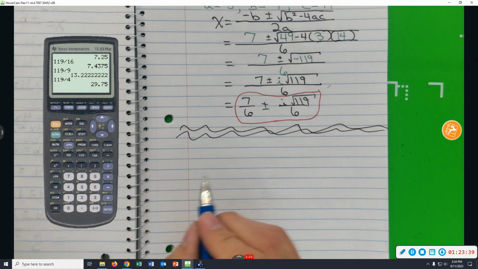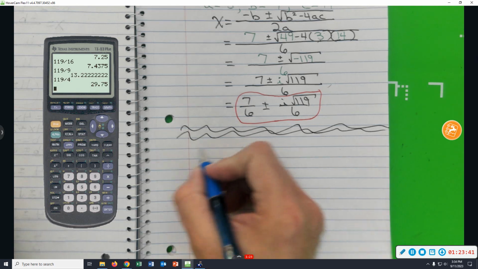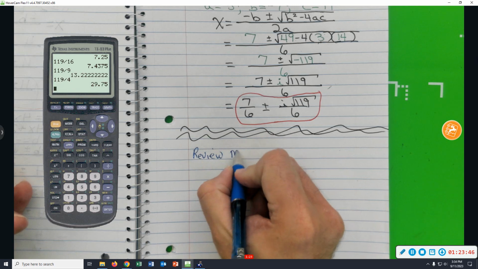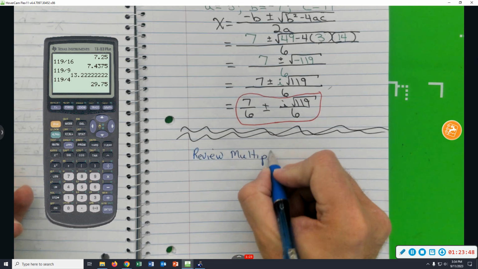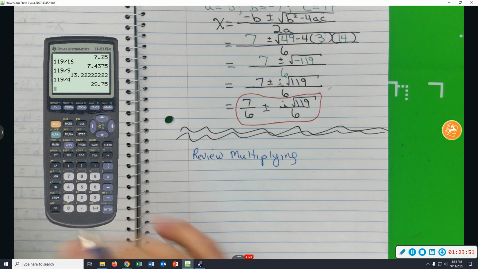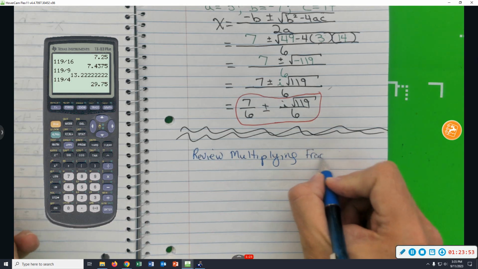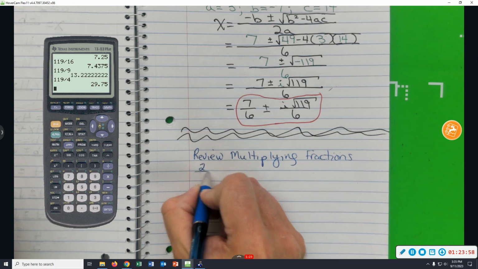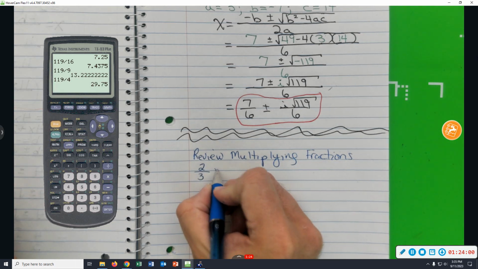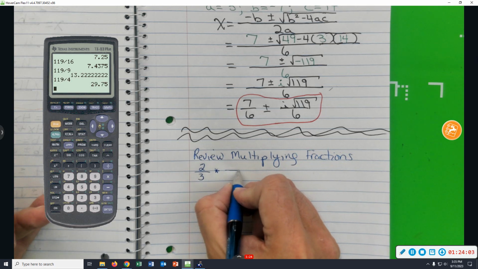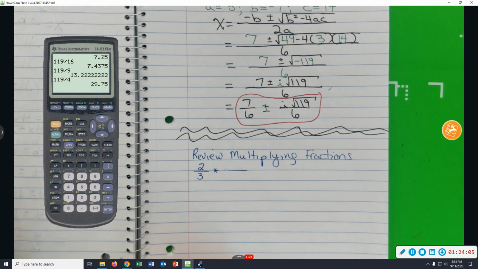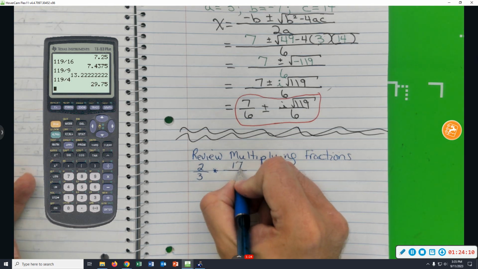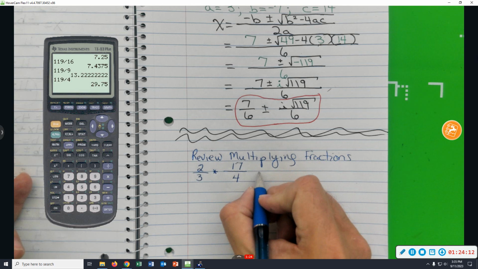When you're multiplying fractions, I want to review multiplying fractions before we do number 14. Suppose we had something like this: 2/3 times, let me see, 17/4.